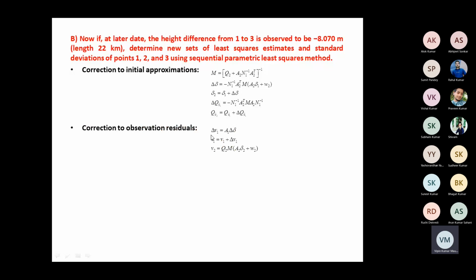Similarly, you can see I can calculate the delta V1, the corrections to observation residuals. So initially we have the V1 residual, then it will be corrected by delta V1, and we can compute the new corrected residuals V2. Because as the observations increase, your estimates will change, and as they are changing, your residuals will be changing.